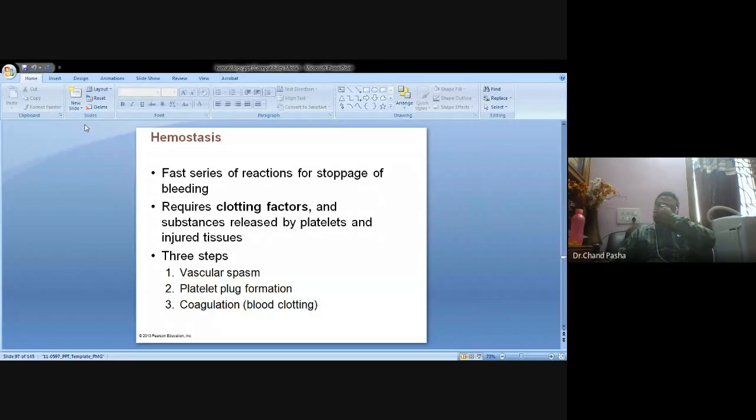Basically, for maintaining hemostasis, three steps are required: vascular spasm, platelet plug formation, and coagulation of blood. You must have studied coagulation of blood also, in genetics or intermediate levels. So we'll discuss the factors, but I'm not going into detail about all of them or their detailed mechanism.